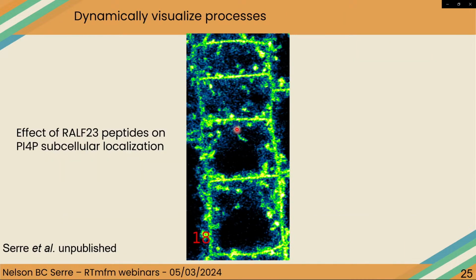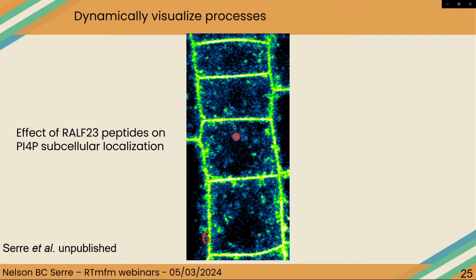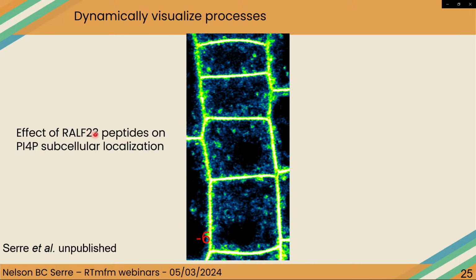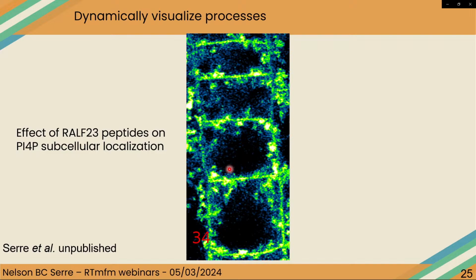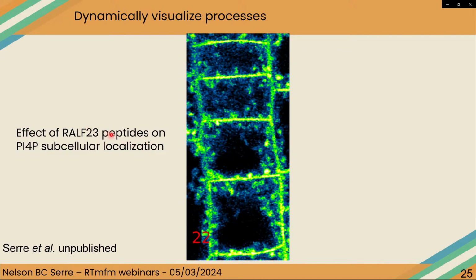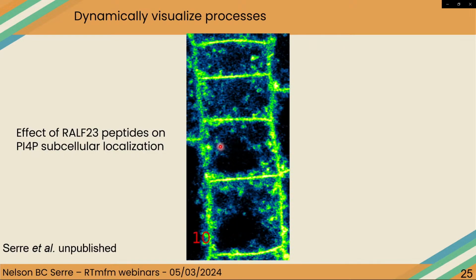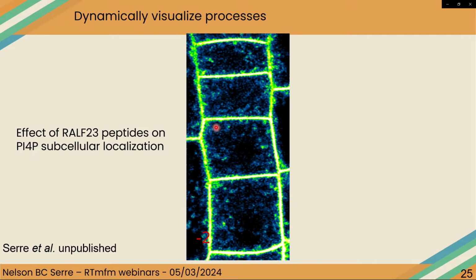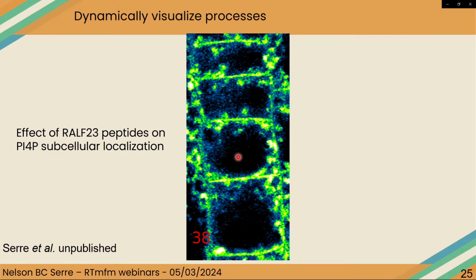And then more recently, so now I'm working with phospholipid biosensors and these RAF peptides. And you can do subcellular imaging basically and see that when you put the RAF23 on this biosensor, the plant expressing this biosensor, you can see the signal leave the plasma membrane to get into these intracellular compartments, which are, among other, endosomes.